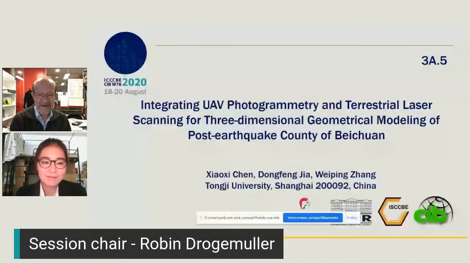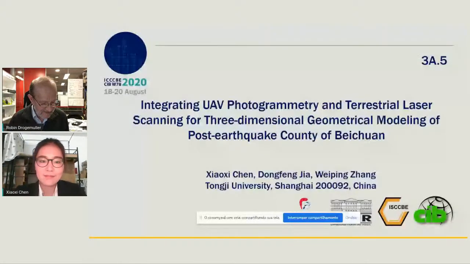Okay, so the first presentation in this next batch of papers is from Jiaoji Shen. I hope I pronounced that right. She'll be presenting on integrating UAV tilt photogrammetry and terrestrial laser scanning for 3-dimensional geometrical modeling, the post-earthquake country of Sichuan.